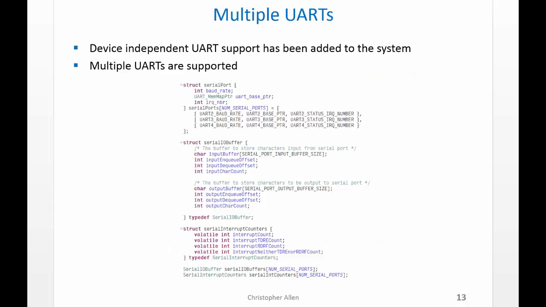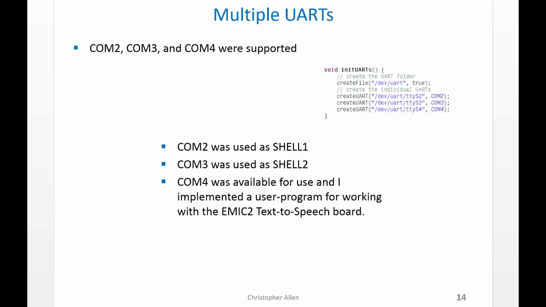Multiple UARTs have been added by way of a device independent structure. So here you can see my minor device structure where I've got the baud rate, the base pointers, and the IRQs for the various UARTs. Also present are structures for the I/O buffer and interrupt counters. COM2, 3, and 4 were supported. Here you can see the init uarts function that gets executed when the file system gets started, so you can see where those are created.